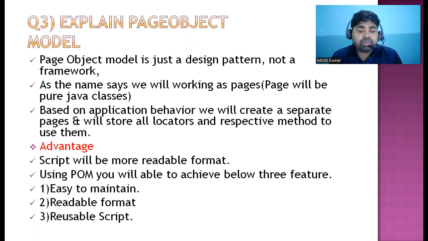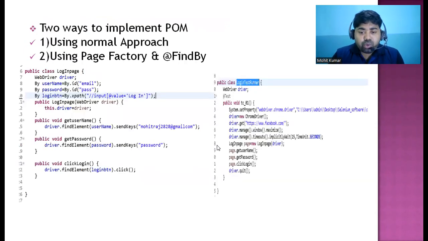Using POM, you will be able to achieve the below three features: easy to maintain, readability of the code, and reusability. These are the important things when you are working in any project, right? And there are multiple ways to use the page object, but I am going to mention two types here: using the normal page and using the page factory.